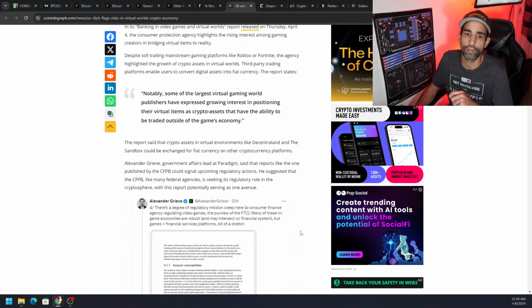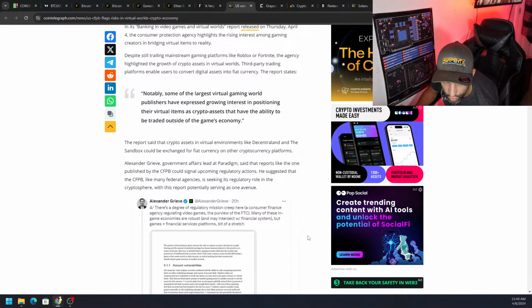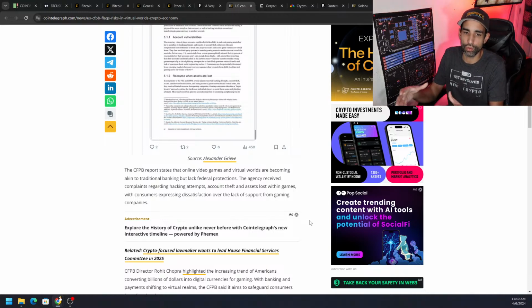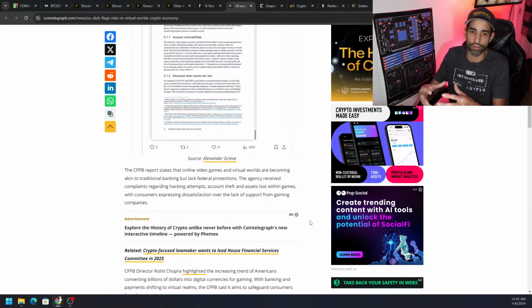The report said that crypto assets in virtual environments like Decentraland and The Sandbox could be exchanged for fiat currency and on other cryptocurrency platforms. Alexander, government affairs lead at Paradigm, said that reports like the one published by the CFPB could signal upcoming regulatory action. He suggested that this organization, like many federal agencies, is seeking its regulatory role in the crypto sphere, with this report potentially serving as that avenue, right? So trying to regulate the Web3 gaming sector, right?